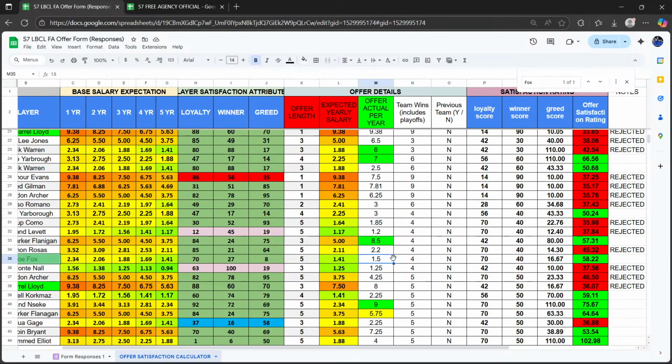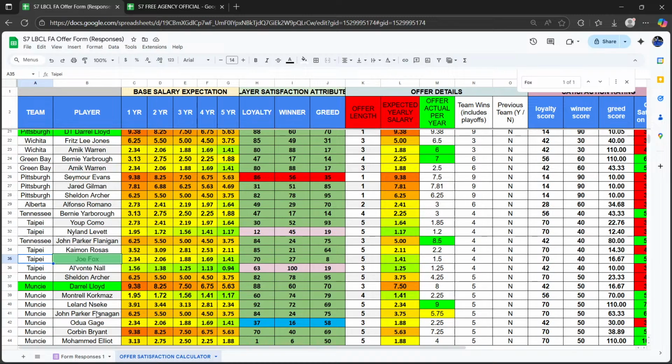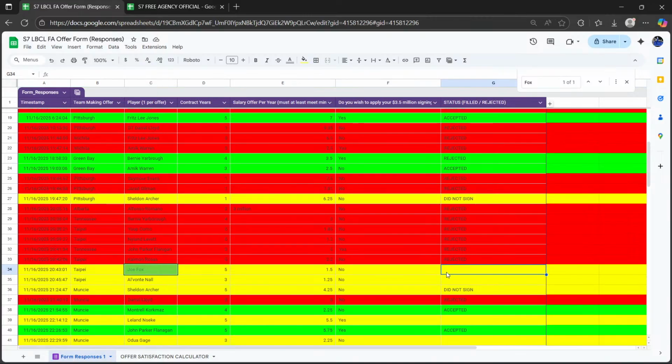Joe Fox was definitely on my list. It's only me and Taipei that need a halfback, and depending on what Taipei did, that would decide what I did, which I won't tell you what I'm doing. But Joe Fox goes to Taipei.